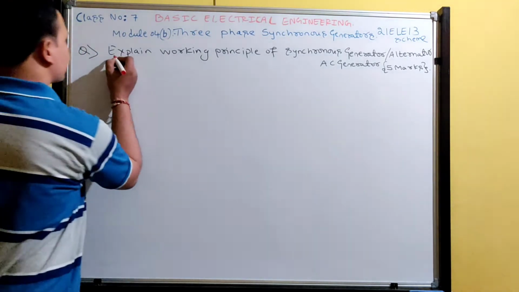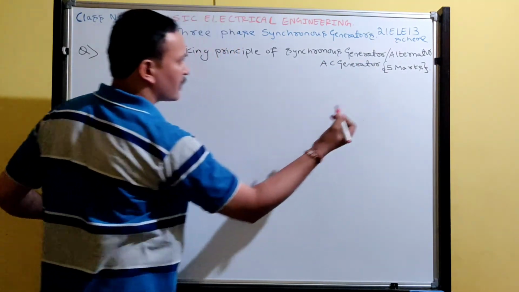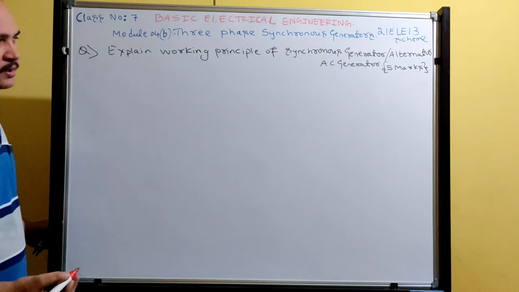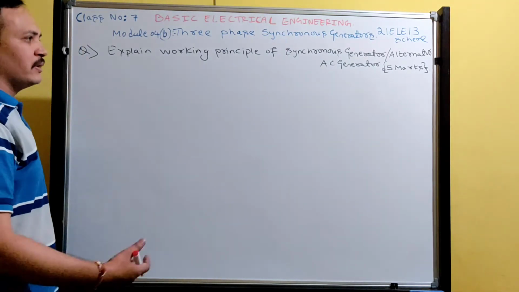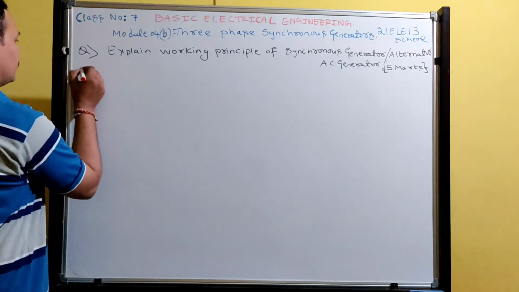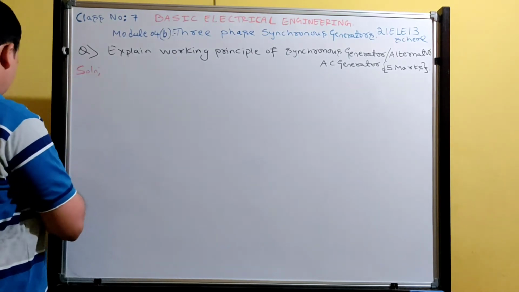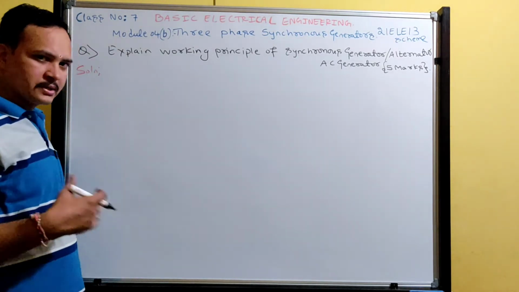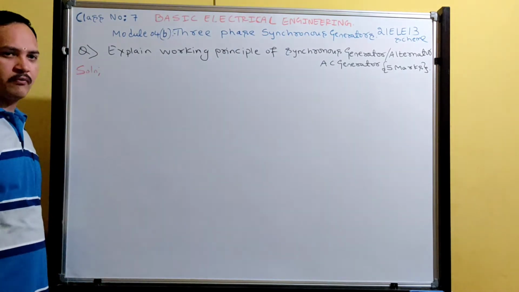So today's topic is explain working principle of synchronous generator or alternator or AC generator. This question may be asked for a maximum of 5 marks. Okay, very easy to explain. See, look here. Now the solution. What I am dictating, you listen and then write it down in your notes. But on the board I will write in short form.